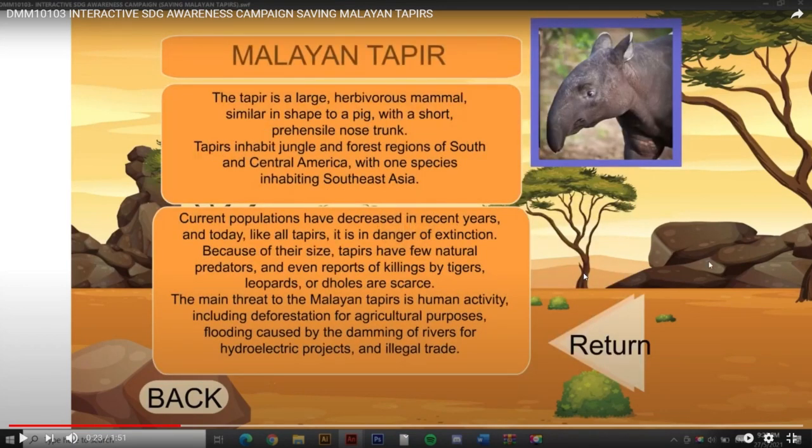And here I'm putting some of the information about the Malayan tapir. And what I can say is the difference between the Malayan tapir and the other tapir is their sense of smell. Because of their bad eyesight, they have a good sense of smell. That is the difference. And they can also hear. Their hearing is very, very good, better than other tapir.